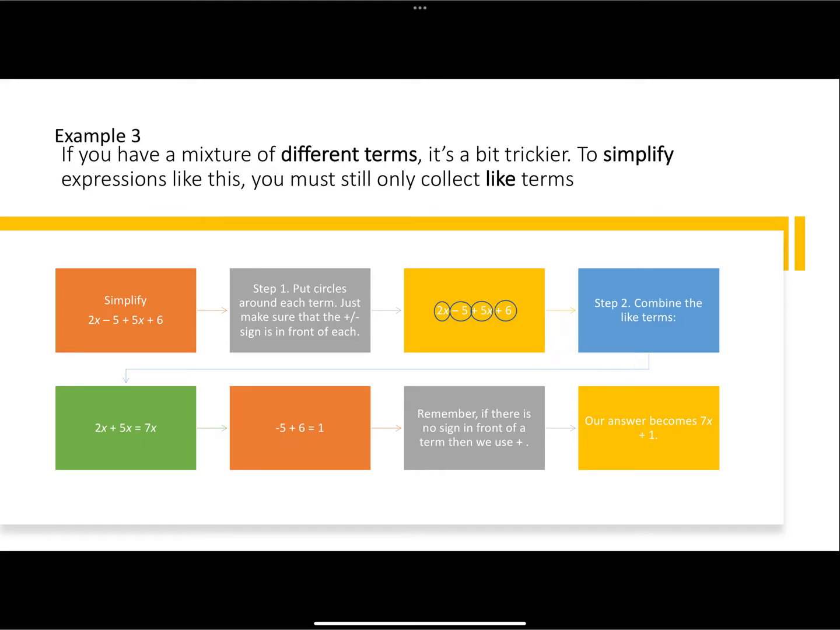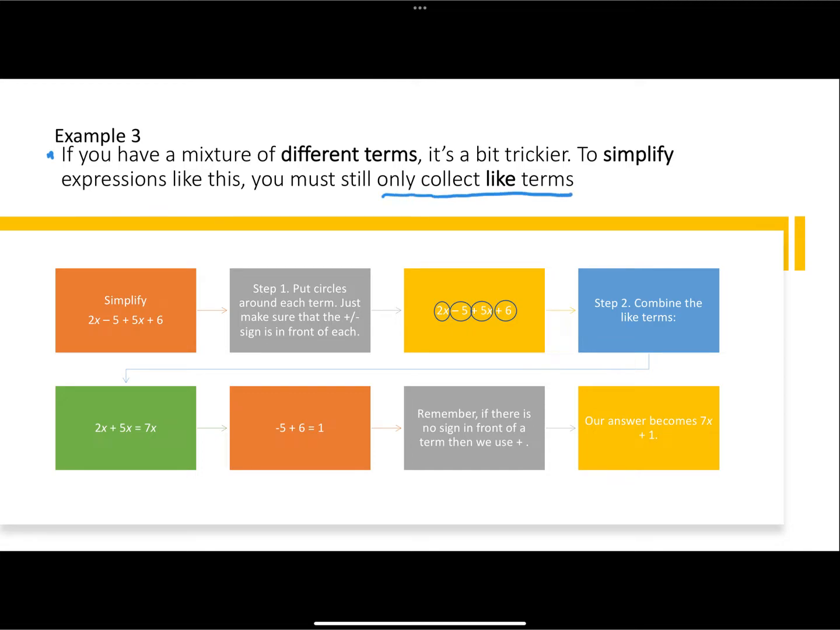In example 3, we can see we've got a flow chart. So let's just talk through it. It says up the top here, if you have a mixture of different terms, it's a bit trickier. To simplify expressions like this, you must still only collect like terms.